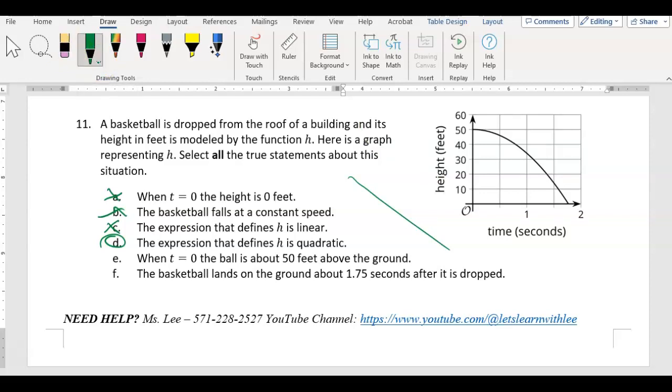When t equals 0, the ball is about 50 feet above the ground. Yes, that is true. The basketball lands on the ground at about 1.75 seconds. Yeah, that's about 1.5. That's about 1.75. That looks good. So it takes it about 1 3/4 seconds to hit the ground.